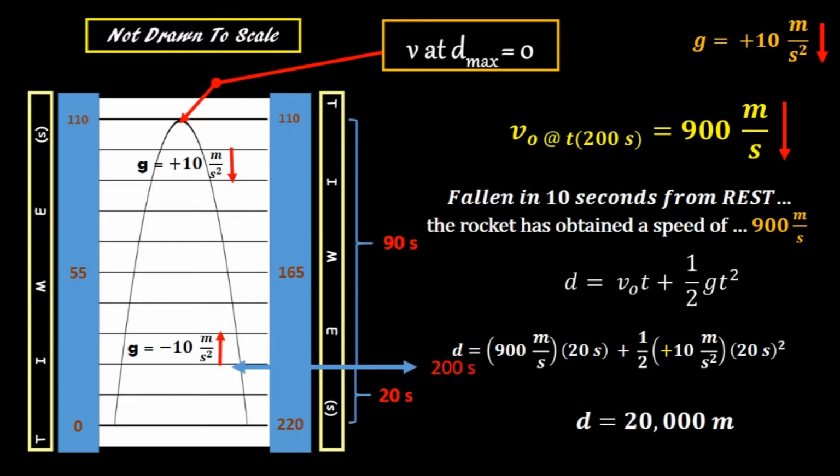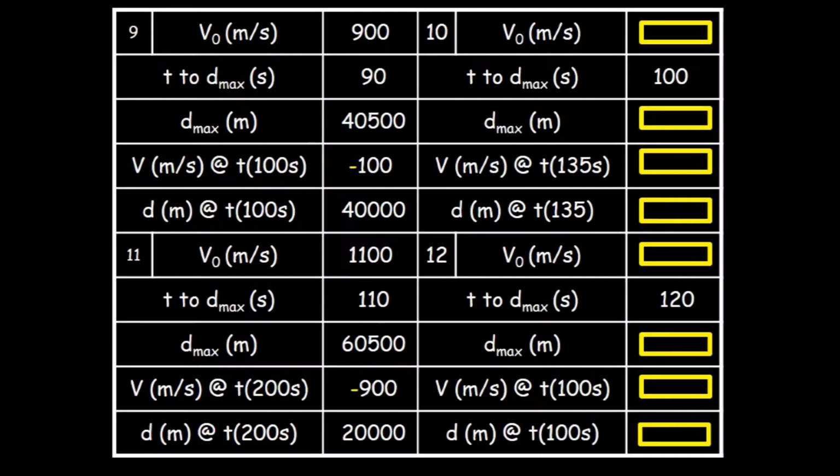Okay, hard to do this for many slides in a row, but let's take a quick break and I'll be right back. These should be starting to get a little bit more routine. So the answer is 20,000 meters, because at 200 seconds, the rocket is going 900 meters per second, and it's going to continue for another 20 seconds. So put that into the formula and you've got your answer.